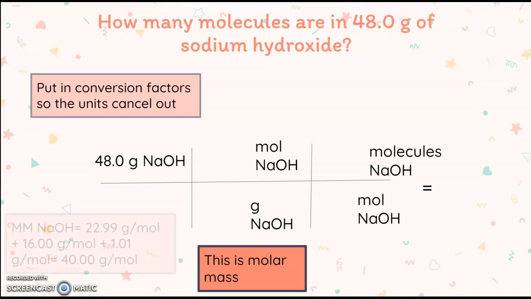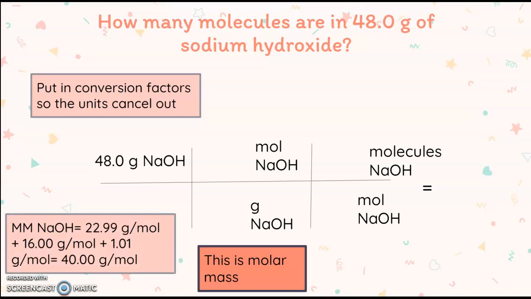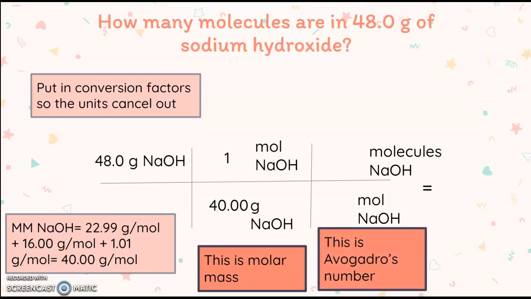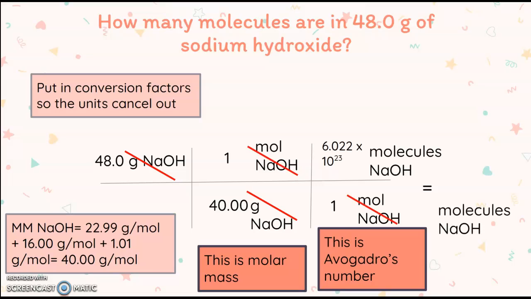Grams and moles is molar mass. There's the molar mass right there. And then the next one, molecules and moles, that's Avogadro's number. So 6.022 times 10 to the 23rd molecules in 1 mole. Those grams cancel out, the moles cancel out, leaving us with molecules of sodium hydroxide. And if you do your calculations right, you should get this number. We will round that to 3 sig figs. 48.0 has 3 sig figs, leaving us at 7.23 times 10 to the 23rd because of that 6 after the 2.